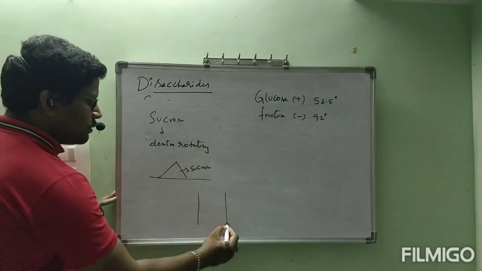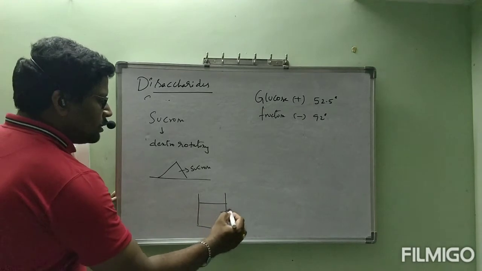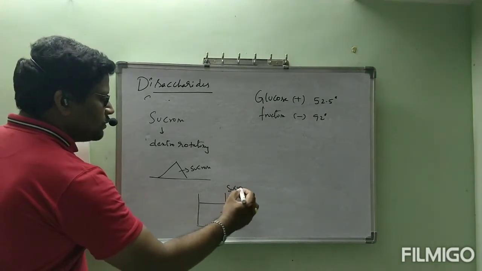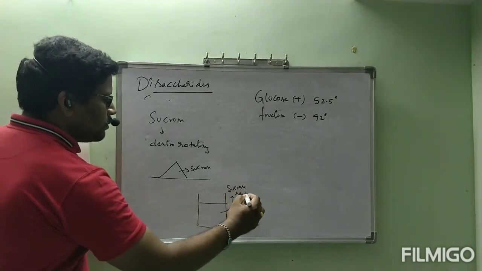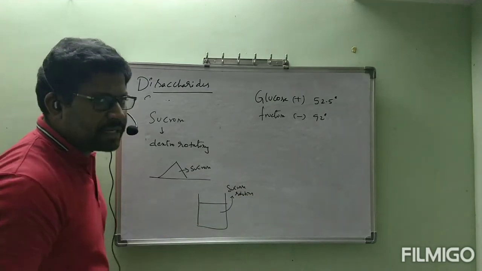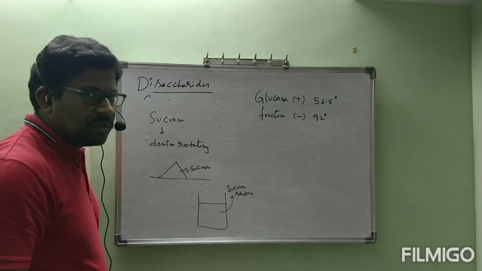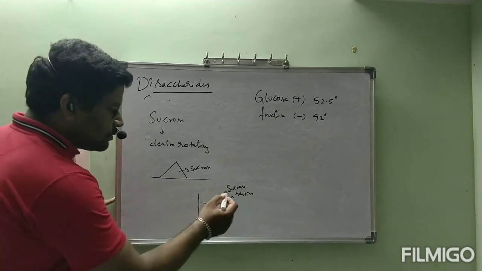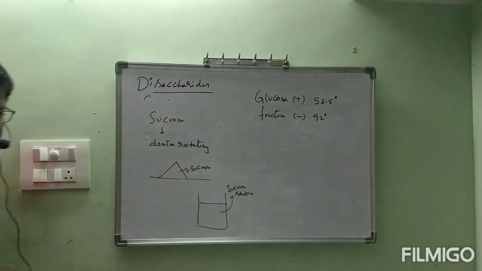Sucrose dissolved in water is prepared as a sucrose solution. Actually, here sucrose is dissolved in water. There is no chemical reaction. Okay, sucrose dissolved in water, there is no chemical reaction. It forms sucrose solution.